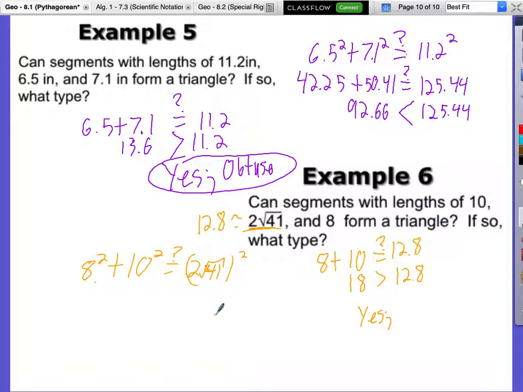I want you to write this part down that we did in the orange. And if we ended up solving it this way with this number, with the actual radical, we would get that it's a right triangle. If you do it with the parenthesis, you get that it's not a right triangle. 2 times the square root of 41, which is all being squared.